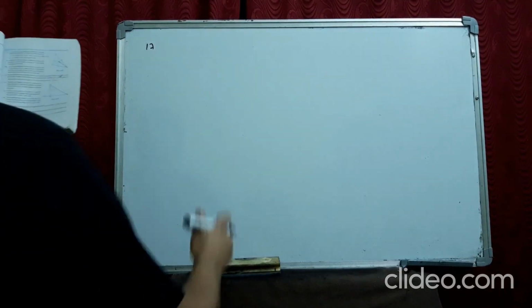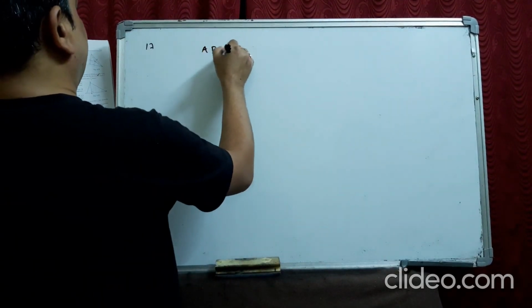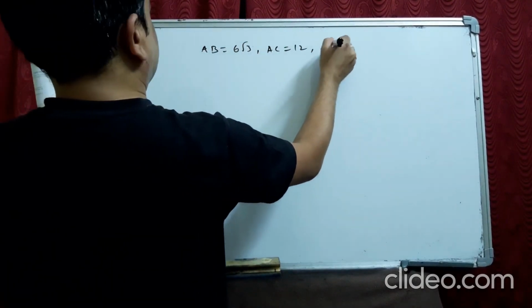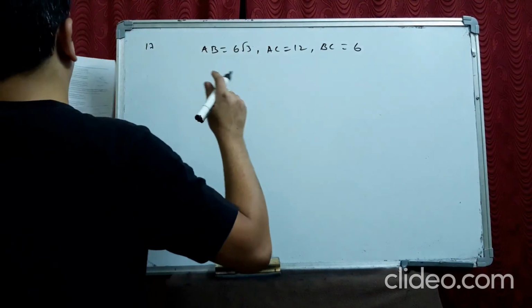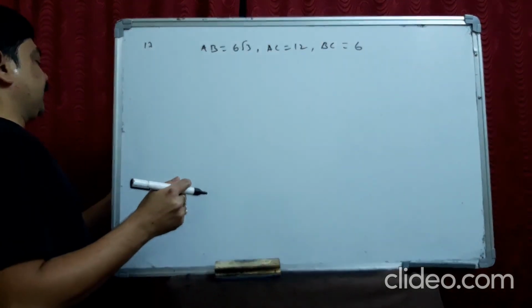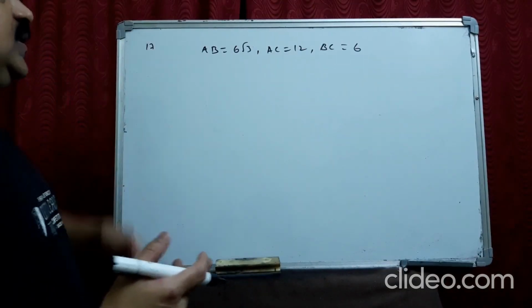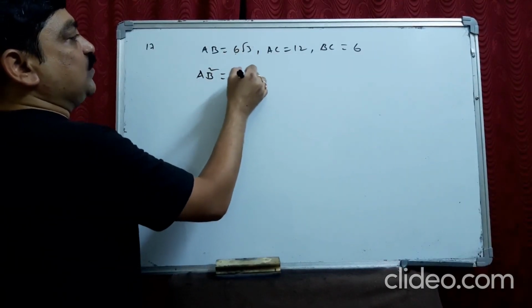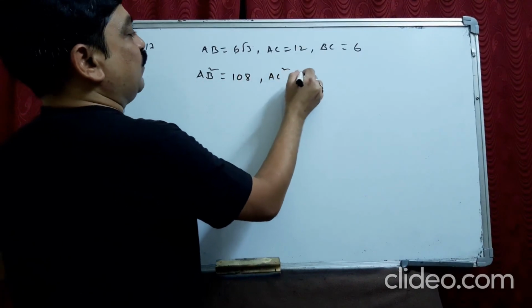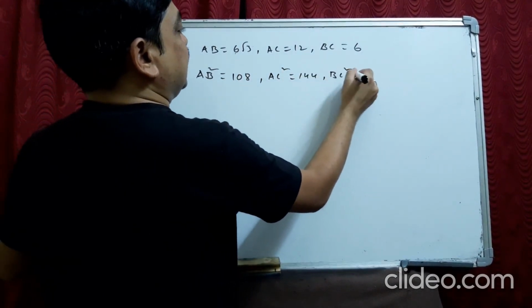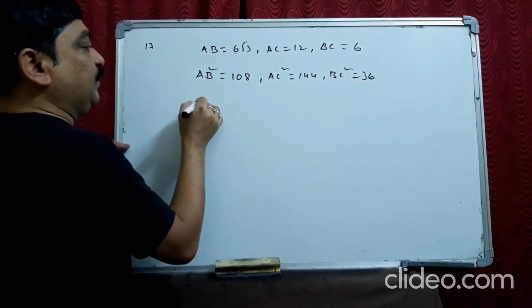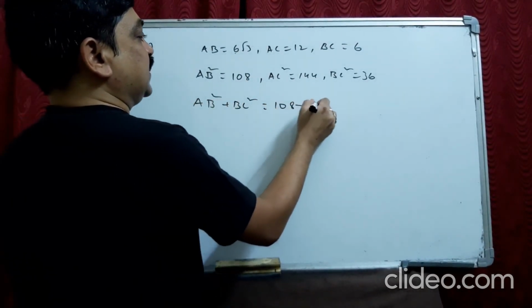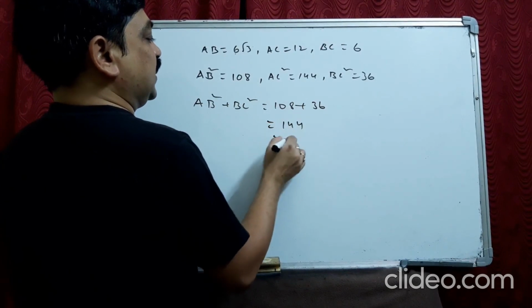See, in this 17th question, you are given 3 sides, AB 6 root 3, AC 12, BC is 6. So you have to check what about the angle B. So let us check for Pythagoras first so that we can see. Let us square all the 3. 36 into 3 it is 108, AC square is 144 and BC square is 36. See, when you observe carefully, AB square plus BC square, when you add 108 plus 36, it is becoming 144, which is nothing but AC square.